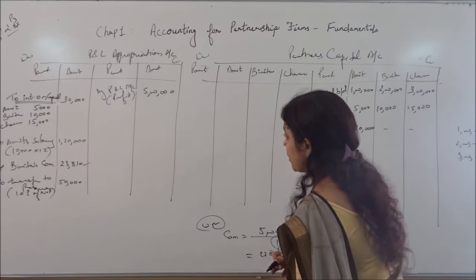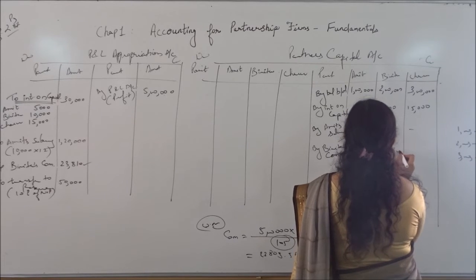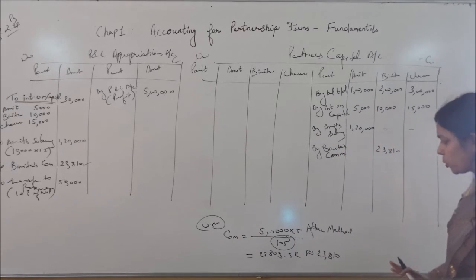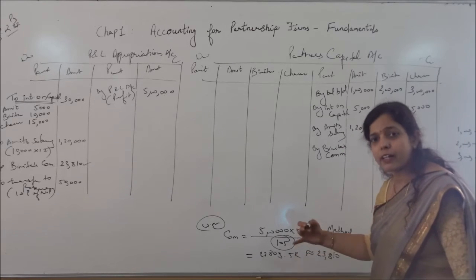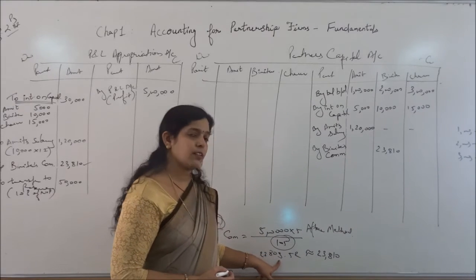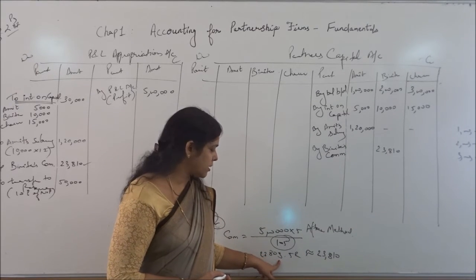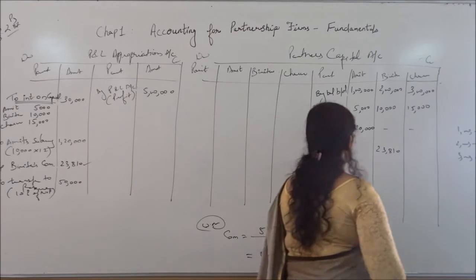How much is Vinita getting as commission? 23,810. It was 109 point something. You know the rule you have studied in maths: if the digit after the point is 5 or greater than 5, what are we doing? We are adding 1 at this place. If it is smaller than 5, we can directly remove it. These are the rules we are applying here.